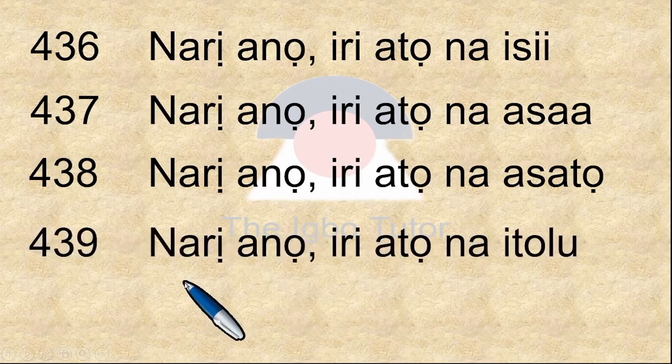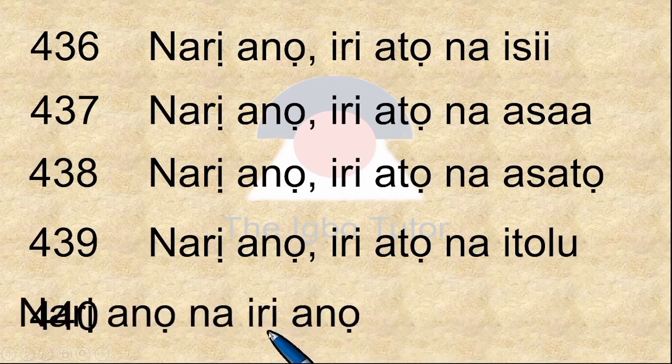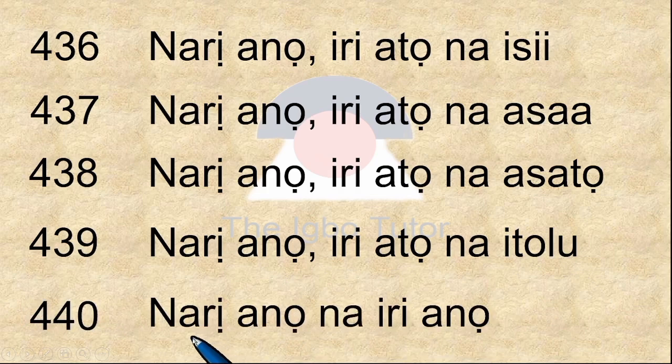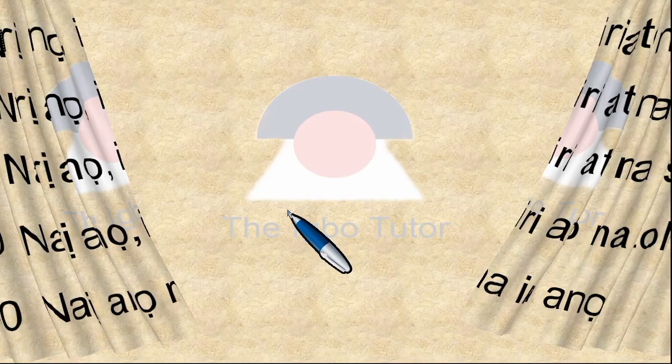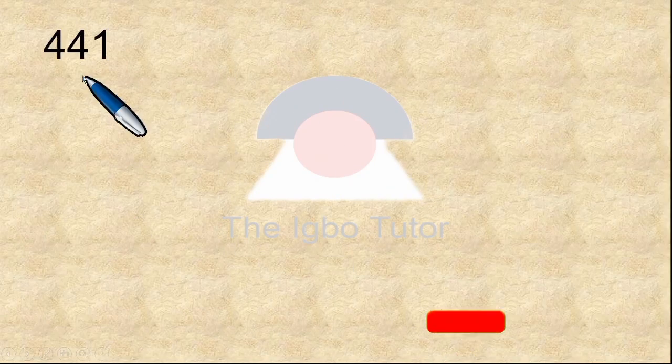439 nari ano iri ato na itolu. We have 440 nari ano na iri ano. 400 and iri ano, 10 in 4 places. Let's proceed in the series of 40 now.